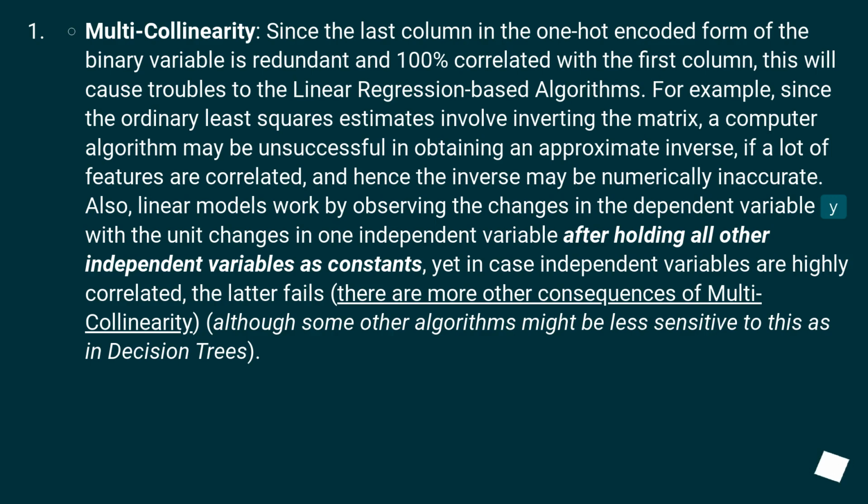Also, linear models work by observing the changes in the dependent variable y with the unit changes in one independent variable after holding all other independent variables as constants, yet in case independent variables are highly correlated, the latter fails. There are more consequences of multicollinearity, although some other algorithms might be less sensitive to this, as in decision trees.